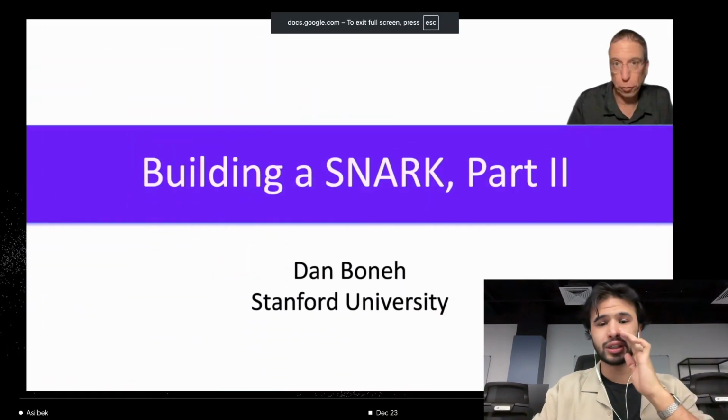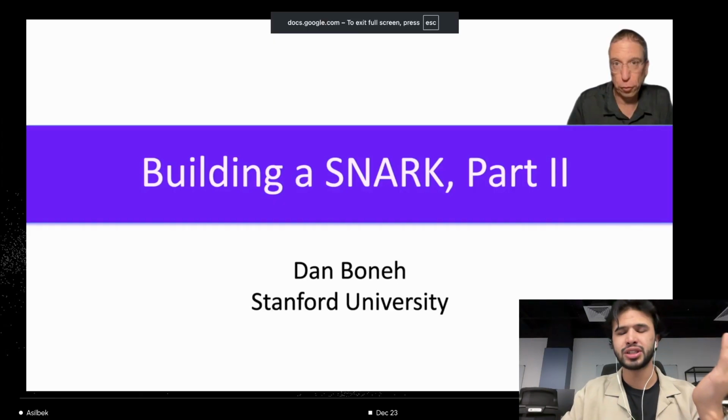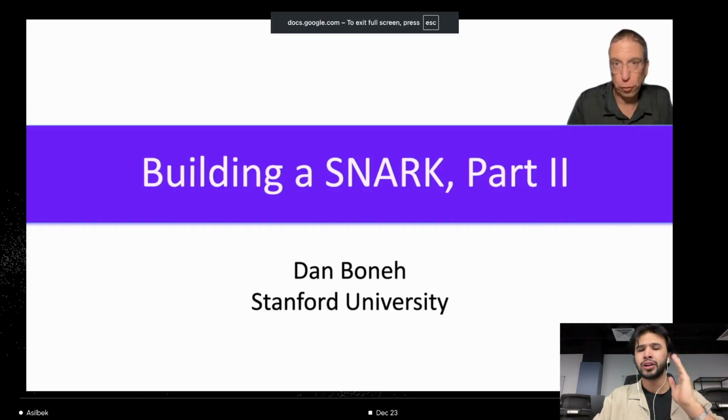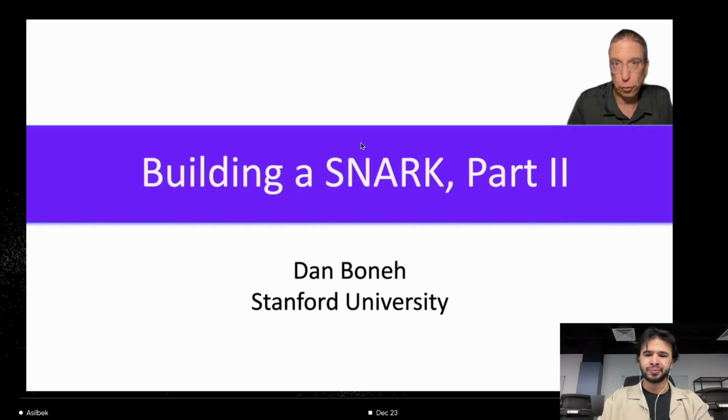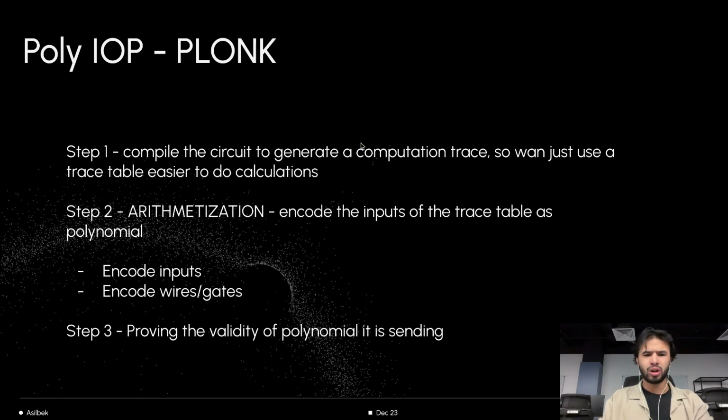So let's continue. We were talking about how to build a SNARK, part 2 with Dan Boneh from the zk Whiteboard Sessions module 2. We came back to PLONK. There were a few steps in building PLONK IOPs. Step 1 is compiling the circuit and generating a computational trace, so that we will have a trace table. So we just use the trace table and not the arithmetic gates.